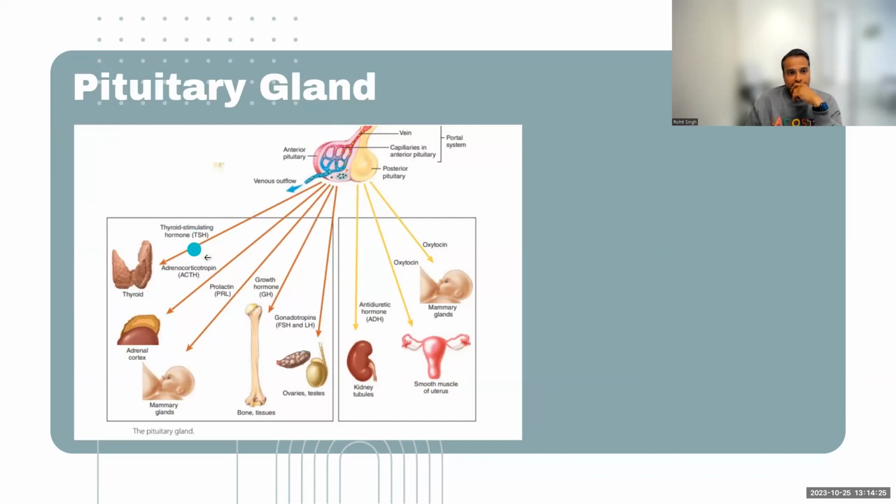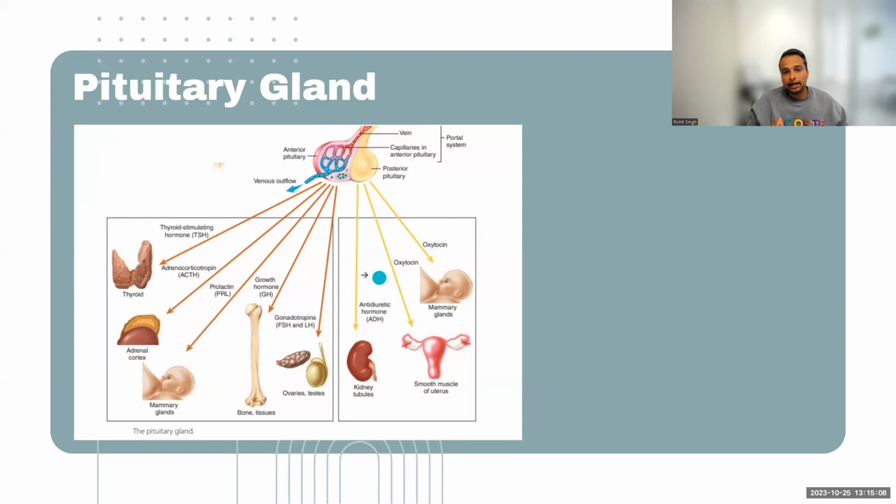The anterior lobe produces a lot of hormones: thyroid stimulating hormone, adrenocorticotropin, prolactin, growth hormone, and gonadotropins. I'm going to talk about growth hormone because it has a direct effect. But TSH, ACTH, and the rest actually go to another organ. Thyroid stimulating hormone, a chemical messenger, goes to your thyroid, and from the thyroid, thyroxine is released. So there is a secondary messaging going on, but growth hormone is primary.